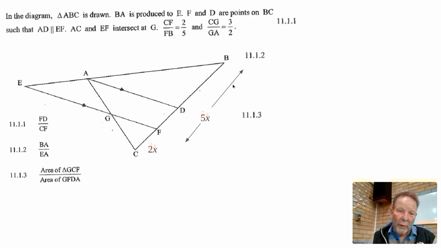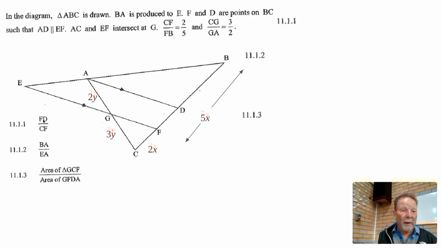That's why I put a 5x from F to B and a 2x. I don't know how big it is, but I know that the ratio is 5 to 2. That's why I use the letter x there. And CG to GA is in a ratio of 3 to 2. I use a different letter, 3y and 2y. Boy, this gives me a lot of information to be able to try the problem.